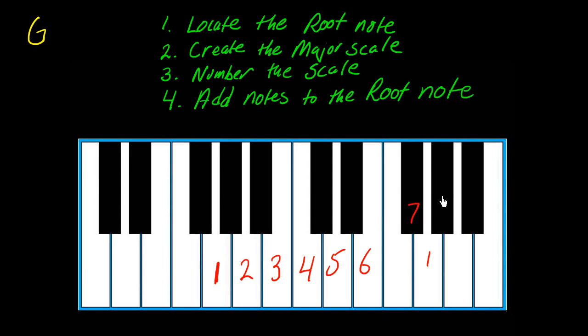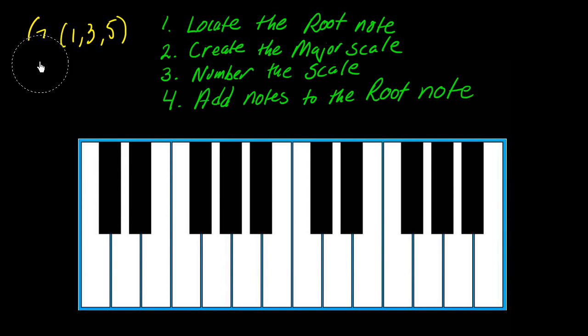Now, if you don't know how to create a major scale, you'll want to watch other videos that I have on creating major scales. But once you have it, you just number it. And then the next step is add notes to the root note. Now, this type of scale is a major chord. And a major chord includes the notes 1, 3, and 5. So 1 you already have. You got this note here. All you need to do is add 3 and 5. So here's 3. Here's 5. Those 3 notes played together is going to be a G major chord. It's that simple.